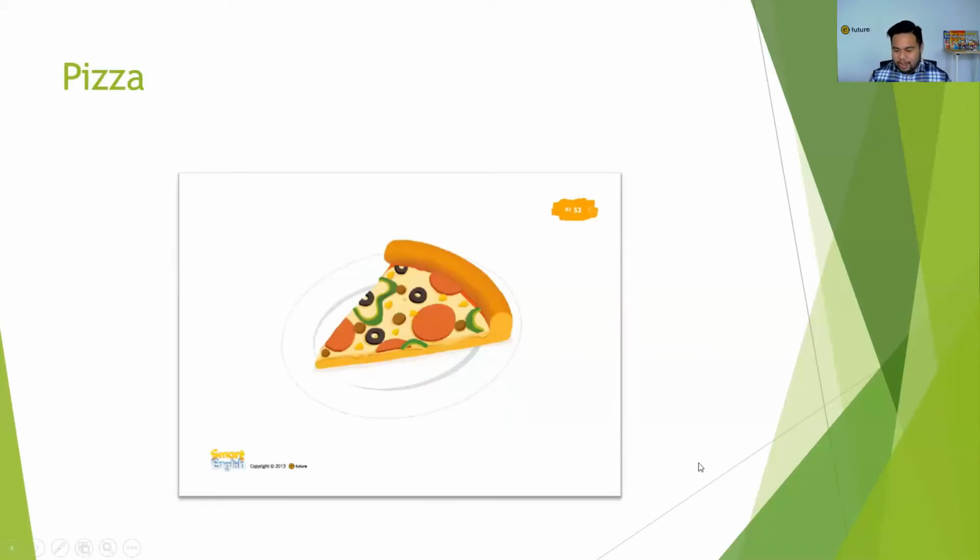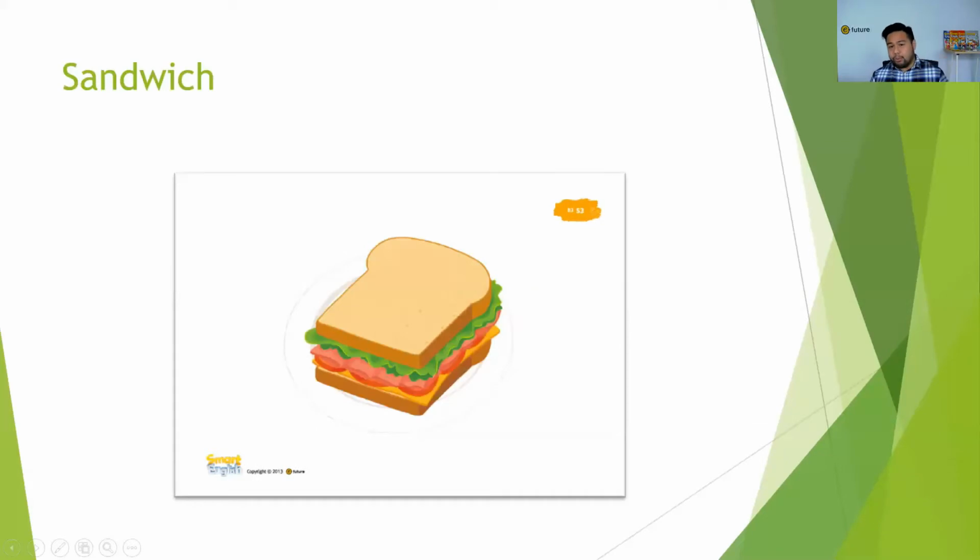Okay. And then we have pizza, delicious pizza. Okay. Pizza. So what kind of pizzas are there? What kind of pizza do you like? So you can go through that with the class. Okay. And then we have sandwich. Sandwich. Right?